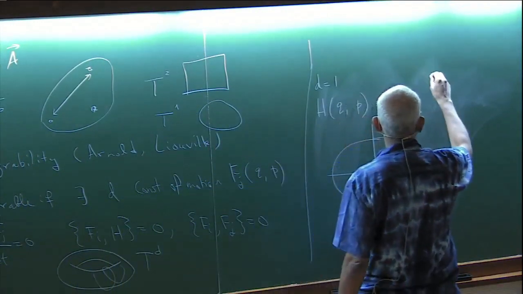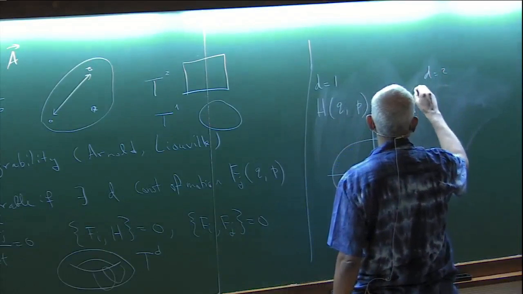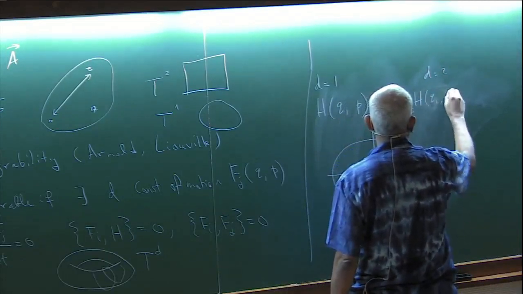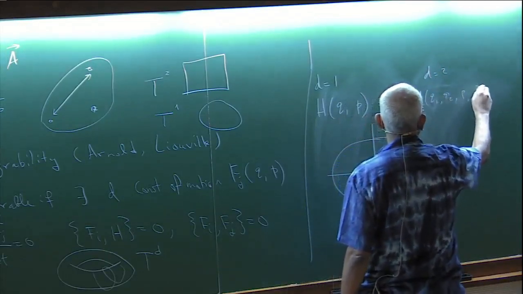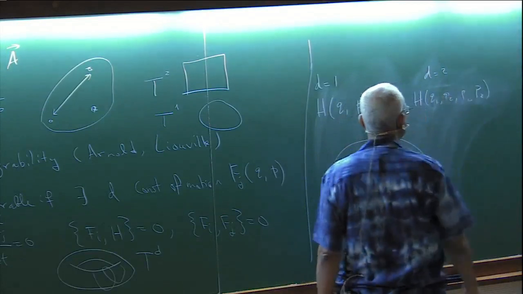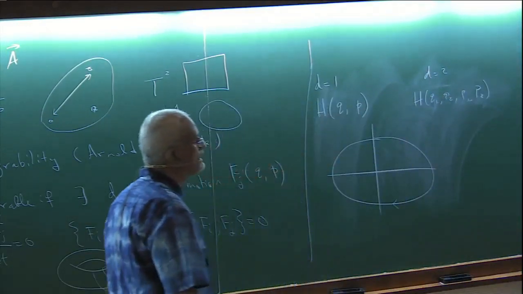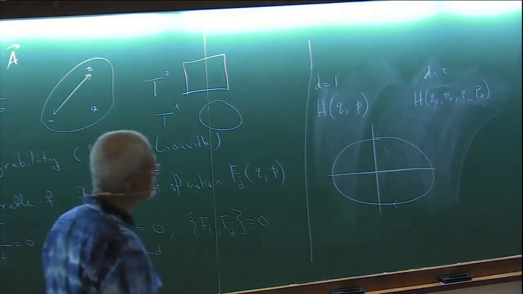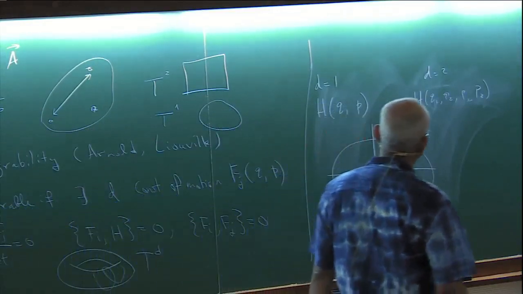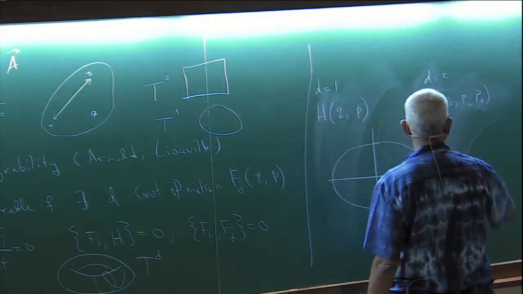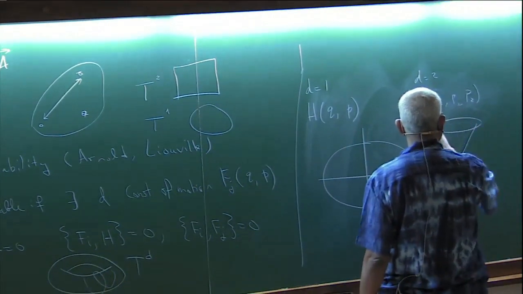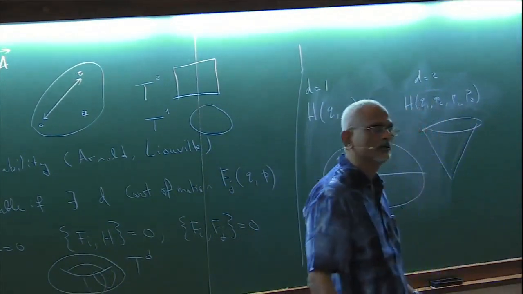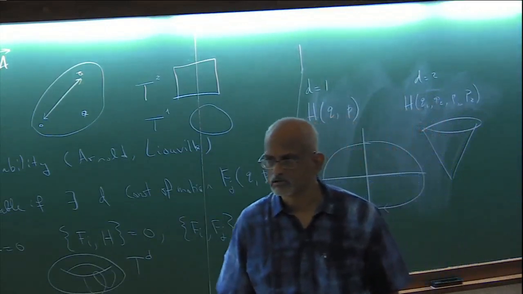So we need to go to D equals 2, in which case we'll have Q1, Q2, P1, P2. And if there are not enough symmetries in the problem, you could have non-integrability. For example, let's take some standard examples from textbooks. So, particle in a cone, a standard problem from textbooks.